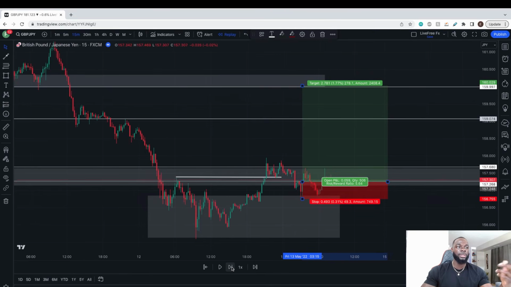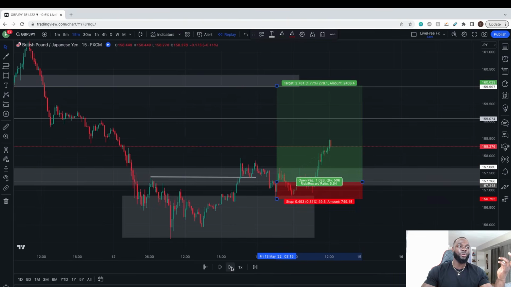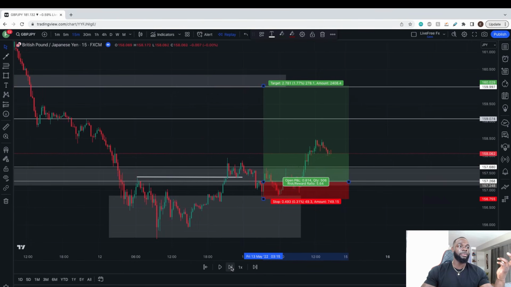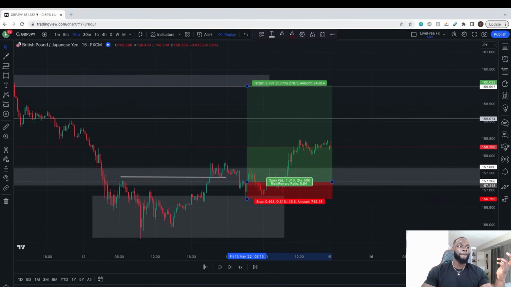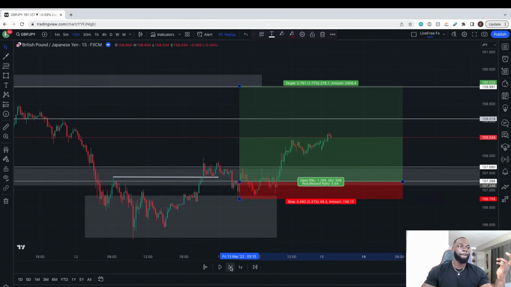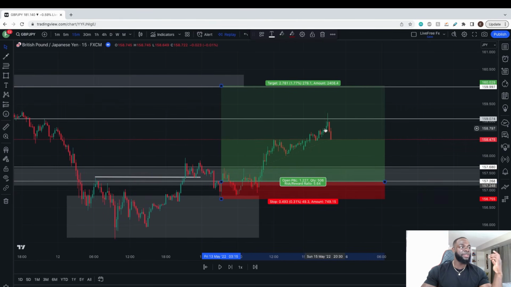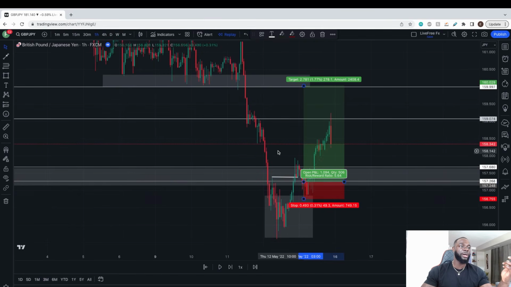Market comes down and we start to see price move our way, and pretty much, let's see. Boom. So if this was our first take profit, it was targeted, it was hit. And on the 1 hour time frame, we can see how price reacted.